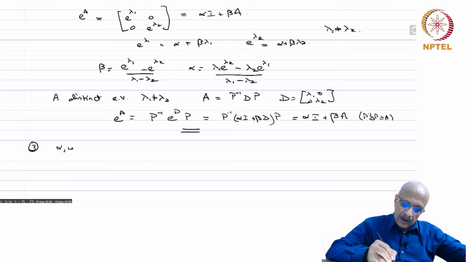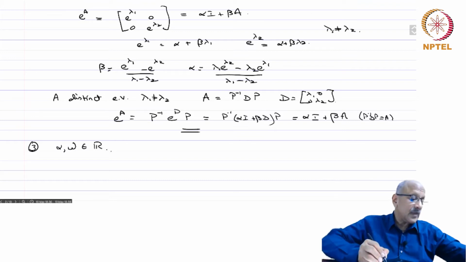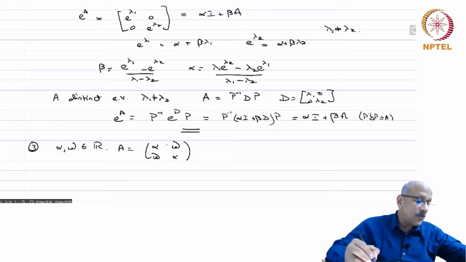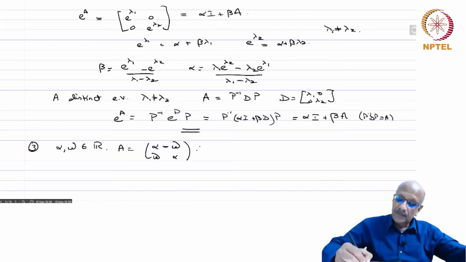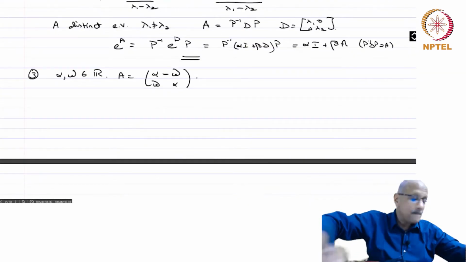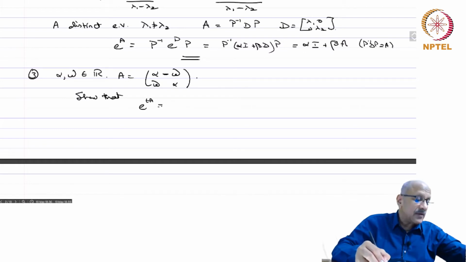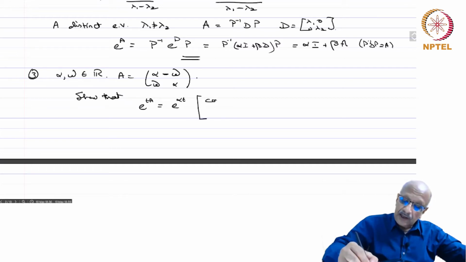let alpha, omega belong to R and A be the matrix [alpha, minus omega; omega, alpha]. Then show that e power tA is nothing but e power alpha t times [cos omega t, minus sin omega t; sin omega t, cos omega t].